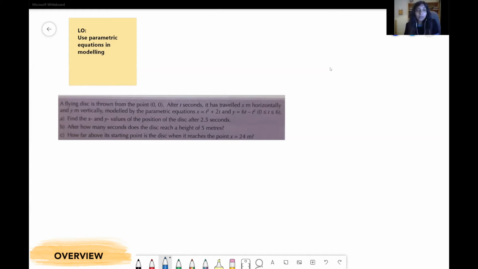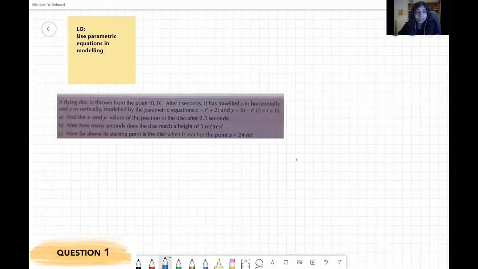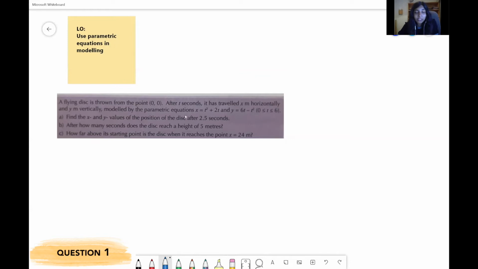So we have an example here, and it says a flying disc is thrown from the point 0, 0. After t seconds, it has travelled x meters horizontally and y meters vertically, modelled by the parametric equations x equals t squared plus 2t and y is equal to 6t minus t squared. If you want to try this yourself, feel free to do so. But let's start the question.